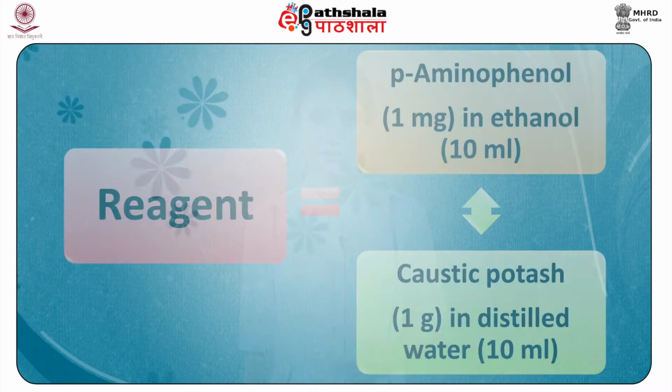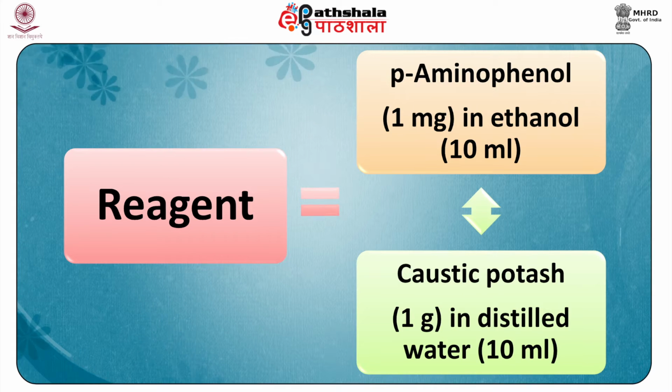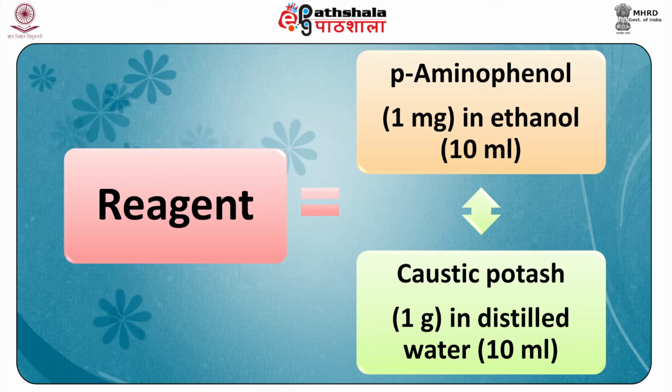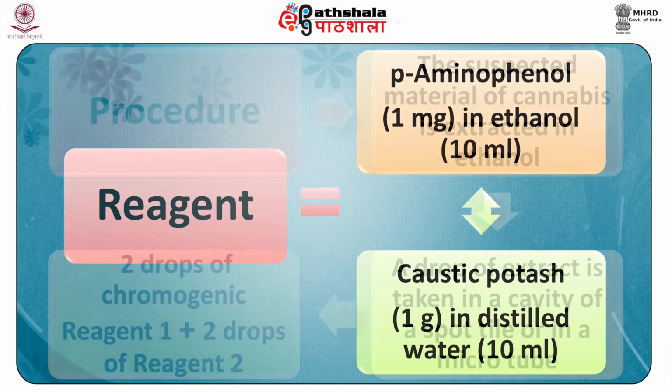Next is the test for the differentiation between bhang, ganja and charas. Preparation of reagents. Reagent 1 is p-aminophenol, 1 milligram in ethanol, that is 10 ml of ethanol is taken. Reagent 2, caustic potash, 1 gram is dissolved in 10 ml of distilled water.